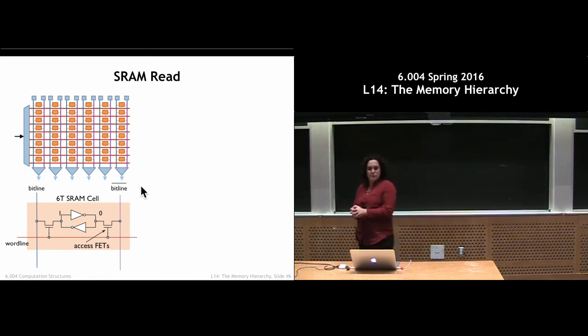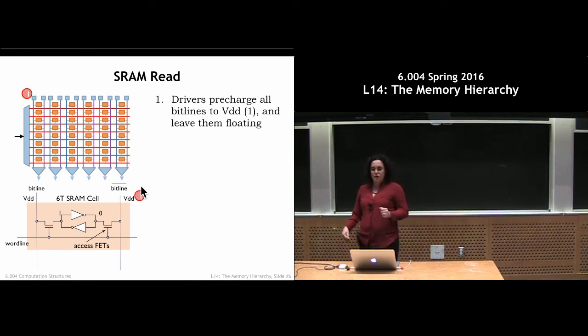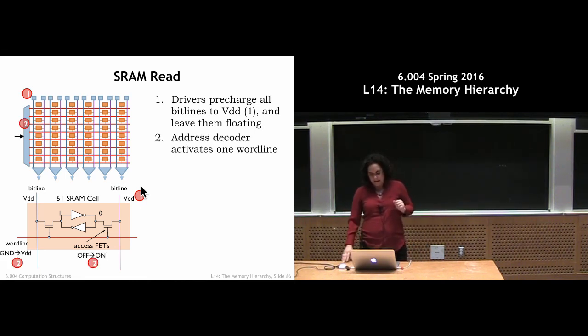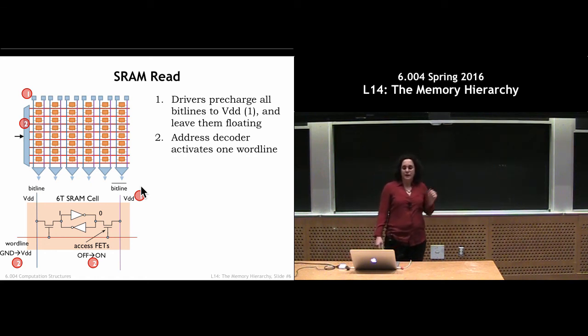All right, so how do we do a read? The first thing that we need to do in order to read from an SRAM memory is to pre-charge all of these bit lines to VDD. Okay, so we set both bit line and bit line bar to 1, and then we stop charging them. At that point, we use our address decoder in order to select one of our word lines. So we select the line that we want to read from.